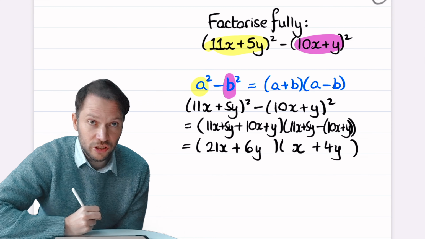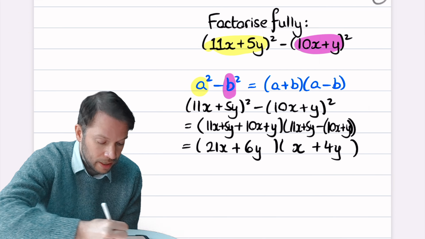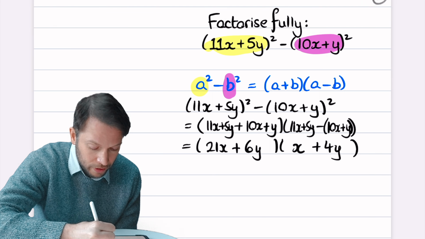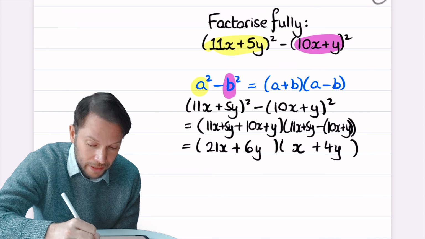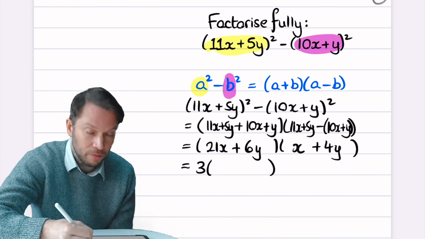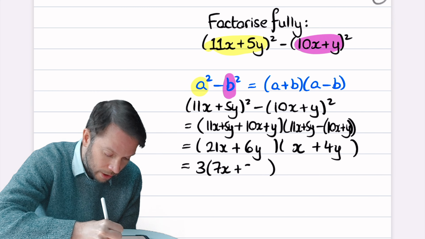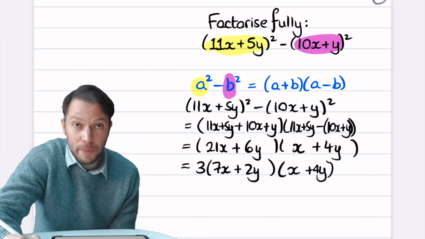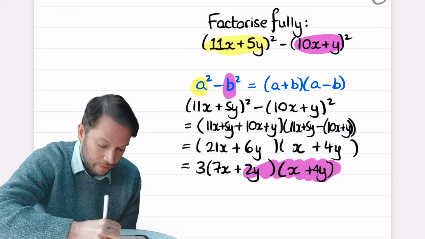Now, the final thing you should do is to check if either of those brackets has any common terms. X plus 4y, you can't do anything there. You can't factorise anything out. But both 21x and 6y in this first bracket have a common factor of 3. So you could actually factor 3 out of this first bracket. And then 3 times what is 21x? It's 7x. And 3 times what is 6y? It's plus 2y. And we've got that second bracket just minding its own business. And that's the best you can do. You can't factorise that any further. So that is the final answer.